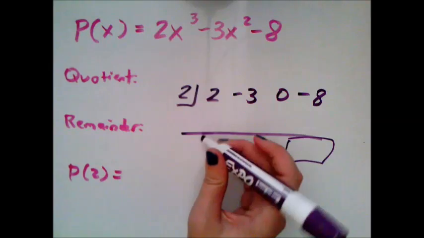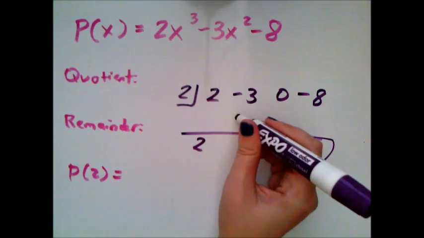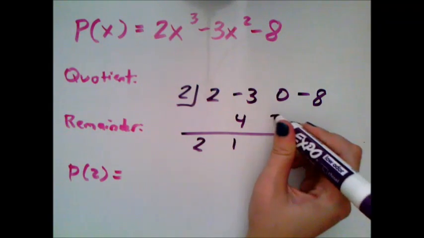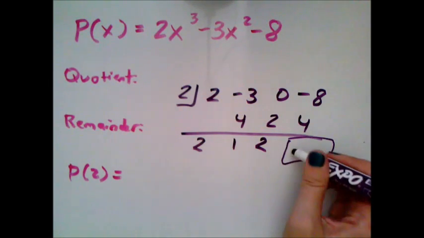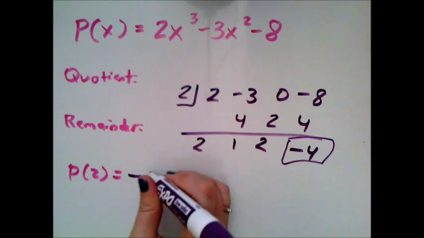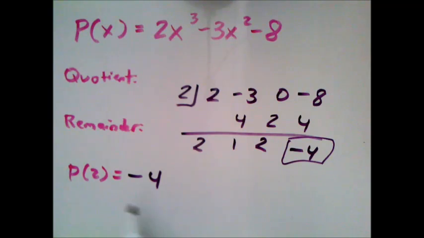So add, multiply by 2, add, multiply by 2, add, multiply by 2. Negative 8 and 4 gives me negative 4. So that's another way, or a shortcut kind of way, of figuring out what I would get if I just put 2 directly into the function.